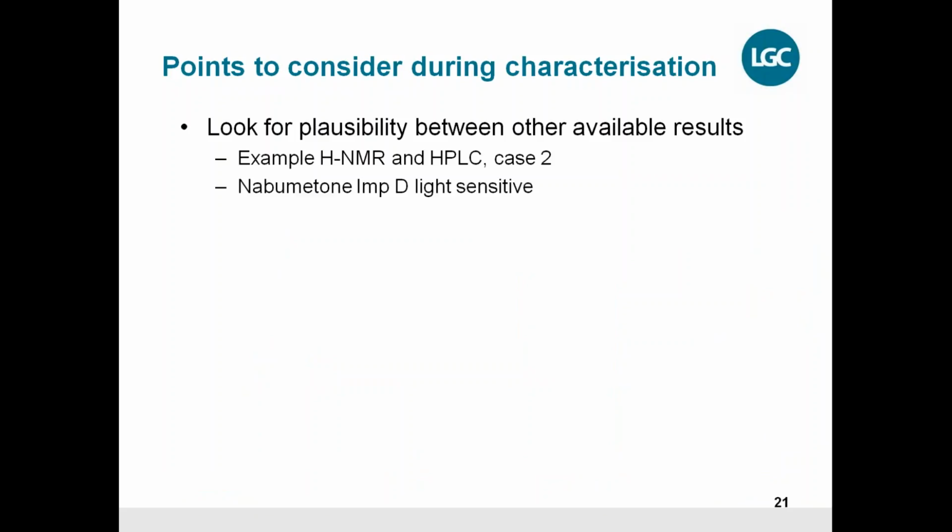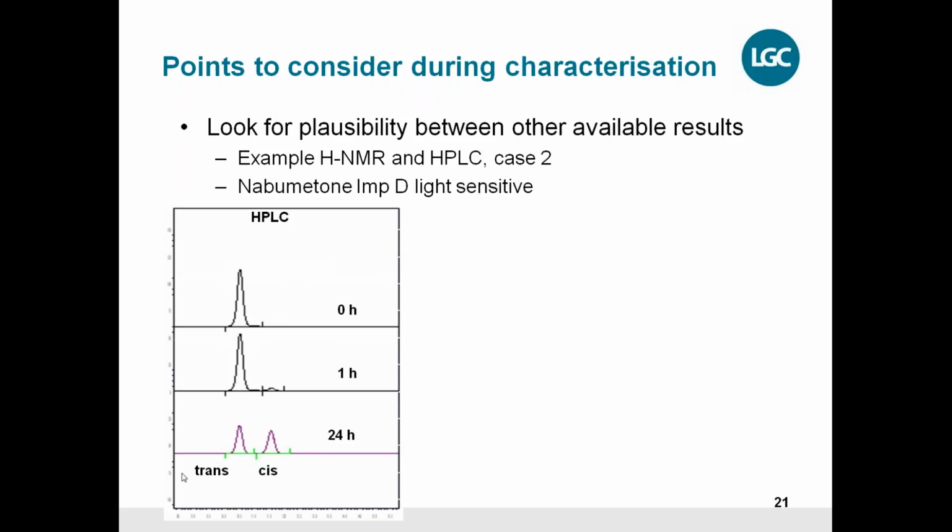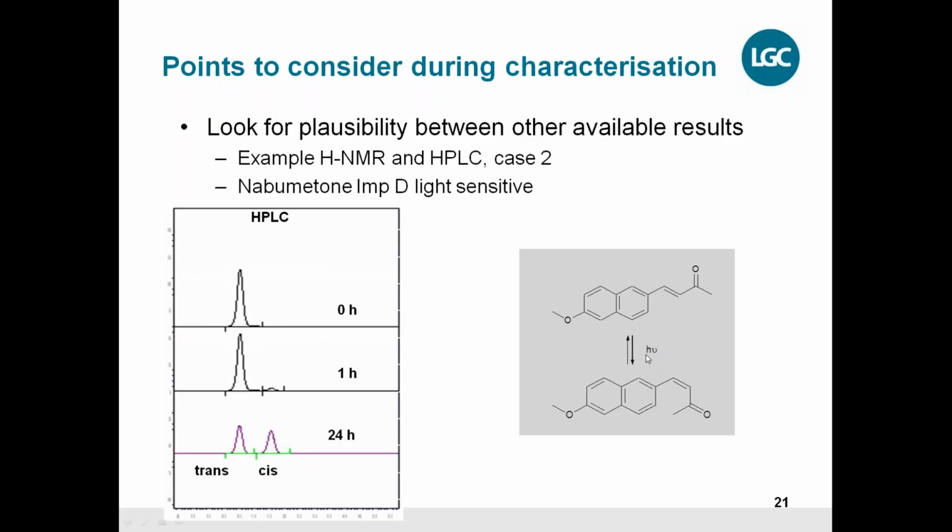What we found was, in the end, that the impurity D of nabumetone is light sensitive, and it forms a mixture of the trans and cis impurity D of approximately the same ratio after 24 hours. We put that information on the certificate later. So there is a light sensitivity forming the cis product from the trans isomer. That is also something which helps in order to set up reference standards in the right way. And the more than 20 years that we have now in setting up such impurity reference standards really gives us a lot of experience and a lot of confidence in our materials and in our certificates of analysis.